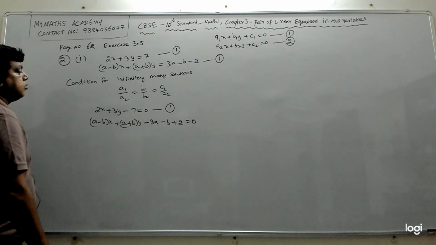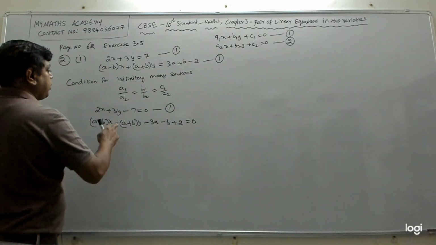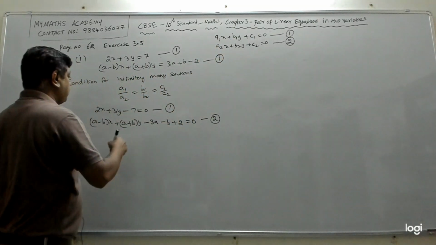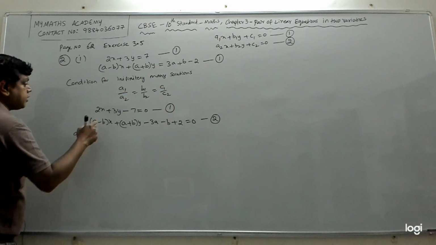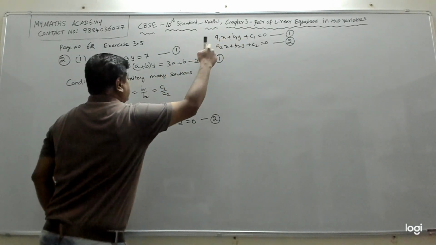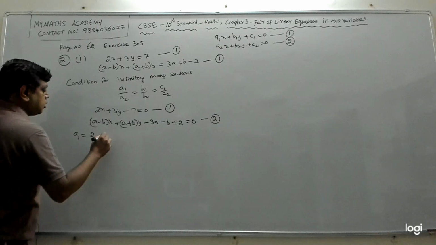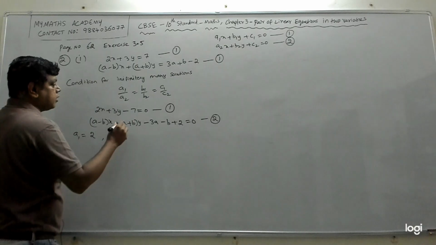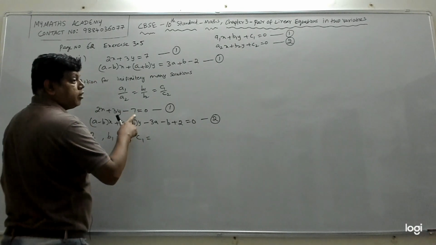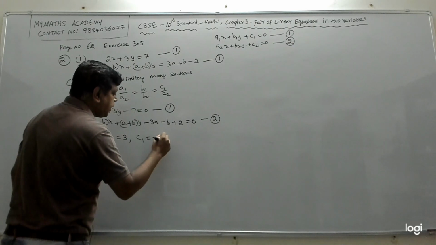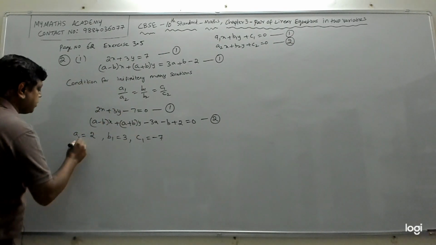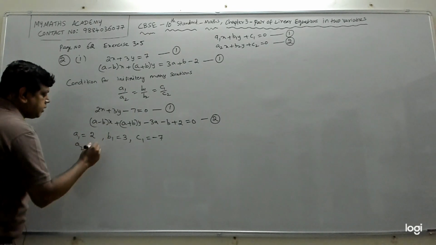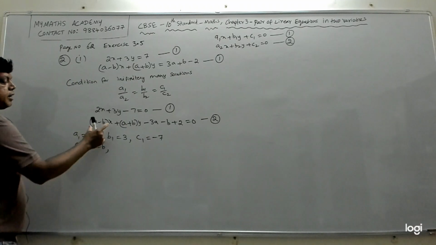Now we should equate this with the second equation which I have written, and find a1. What is a1? a1 is the coefficient of x in the first equation, which is 2. b1 is the coefficient of y in the first equation, which is 3. Then c1 is not 7, it is minus 7; you have to write it along with the sign. So this is your c1. What is a2? a2 is the coefficient of x, which is a minus b.